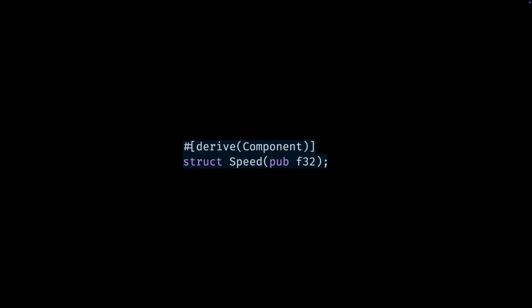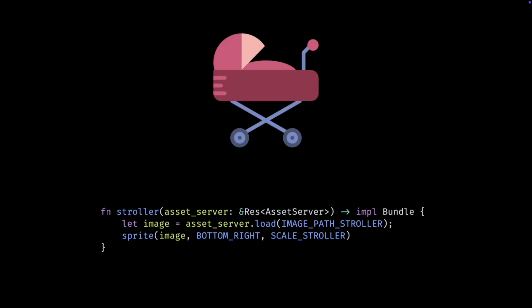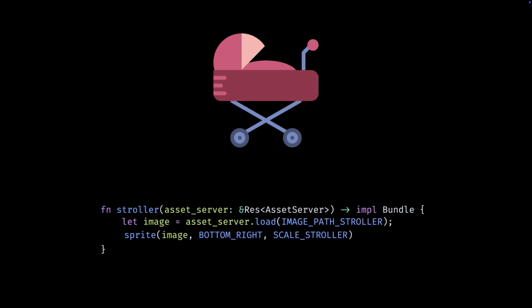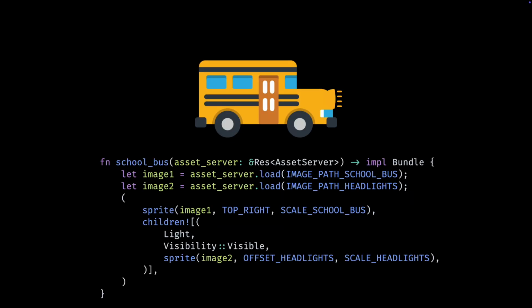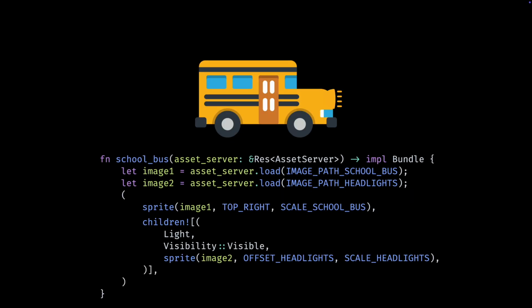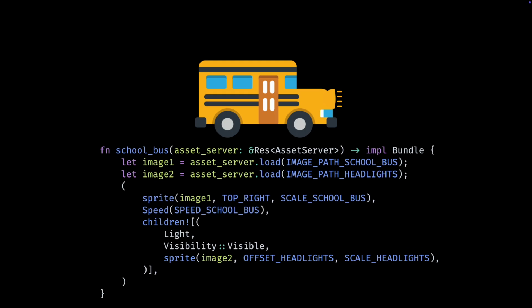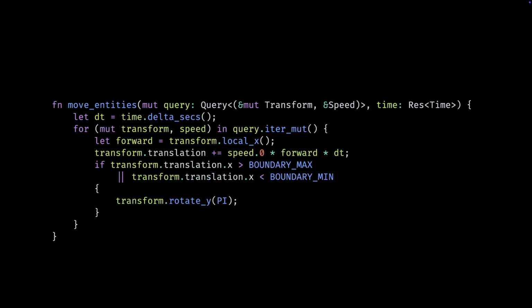As with the light component, we now define a speed component, which is a wrapper around a float value. This value will represent the horizontal speed of an entity. Now we'll append our stroller entity with an additional speed component and assign it some speed value. We'll do the same to the school bus and add a speed component here as well and assign a reasonable value. The move entities system will then be responsible for moving our entities on screen.